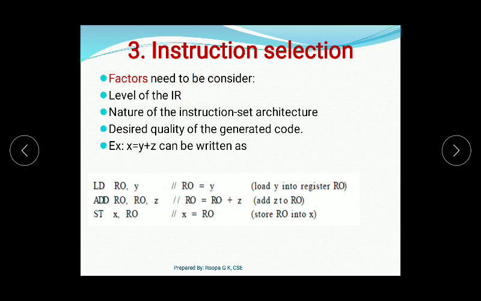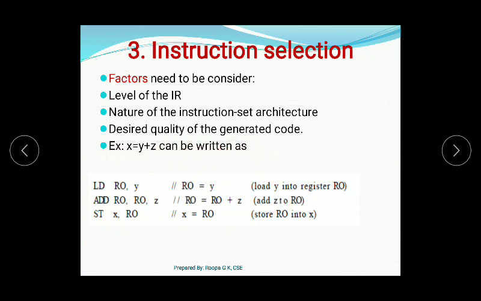Then another factor is the nature of the instruction set architecture, whether we are using CISC or RISC or stack based architecture. That also plays an important role in the instruction selection. Then another factor is the quality of the generated code, whether it is of high quality, low quality or average quality. For example, consider the instruction x = y + z. The target program can be written like this.